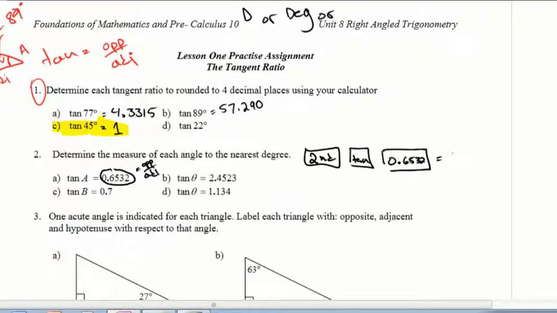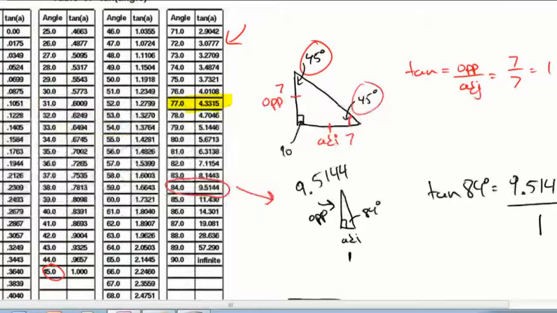What I'm going to do is just look at the trig table real quick here. I'm going to try to find 0.6532. So here's 0.64, here's 0.67. So I know it's somewhere between 33 and 34 degrees. I'd have to estimate it. It's probably like 33.1 or 33.2 would be my estimate.